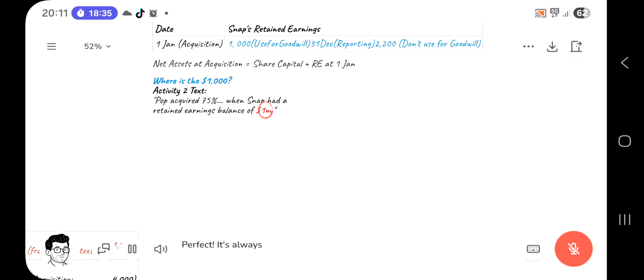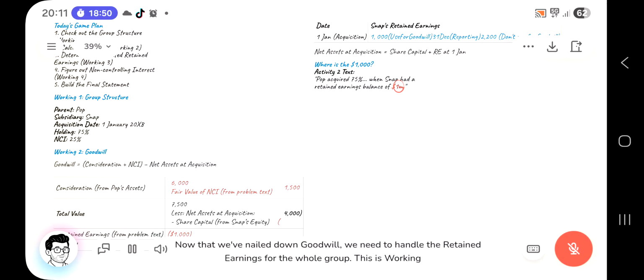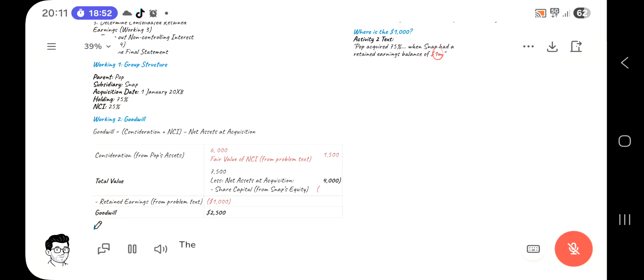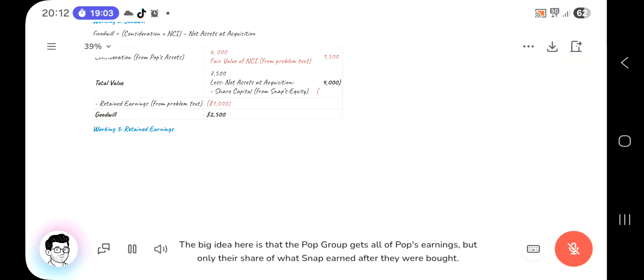Perfect. It's always those little sentences at the top that hide the key numbers. Now that we've nailed down goodwill, we need to handle the retained earnings for the whole group. This is working 3. The big idea here is that the Pop Group gets all of Pop's earnings, but only their share of what Snap earned after they were bought.